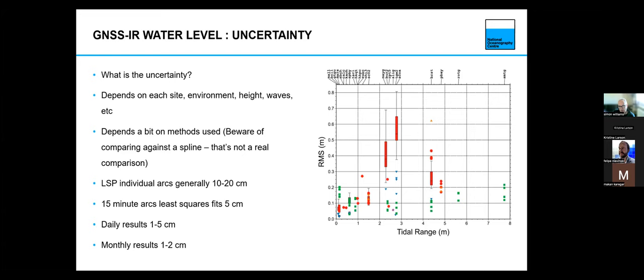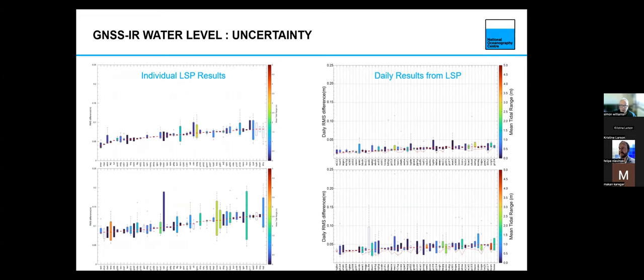This is for the individual Lomb-Scargle periodograms. This is the RMS for those sites, and we've color-coded them to the mean tidal range. So you're going from the best sites around 4 centimeter individual RMS. It just shows that it gradually increases for different sites, depending on their environment. If you go to the daily for the same sort of sites, again with mean tidal range color coded, we then drop down to some of the best ones between 1 and 2. And here all these sites have less than 5 centimeter RMS difference.